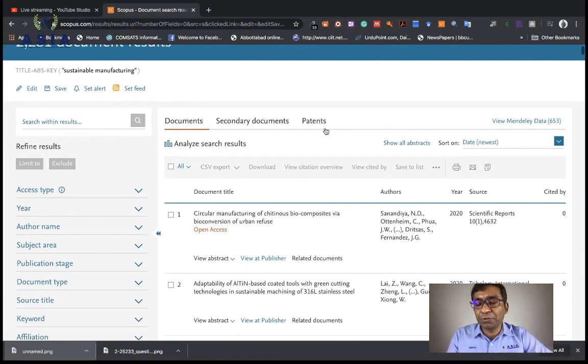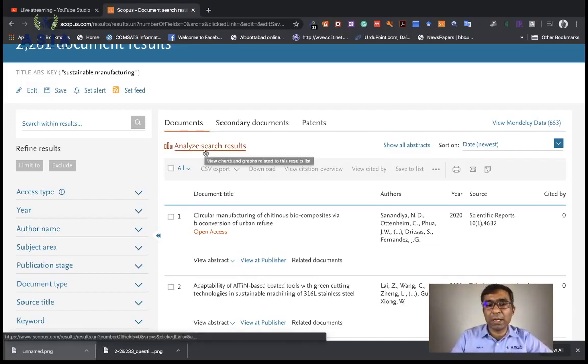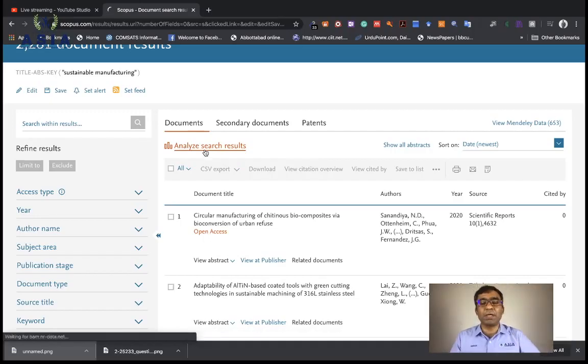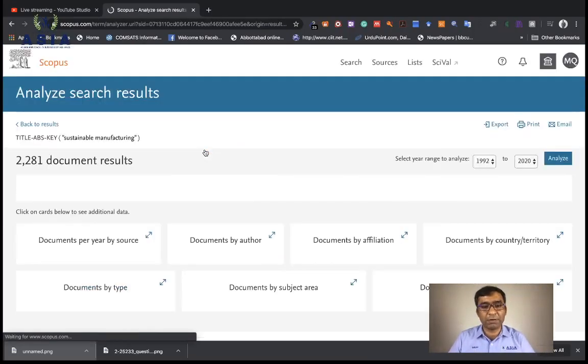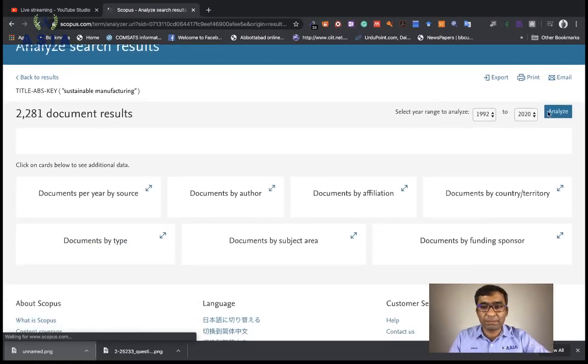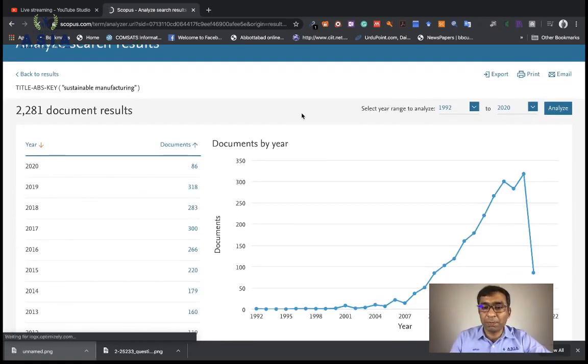But first I want to show you one thing. Most of us may be aware of this, but many may not be aware of this feature. If you go here, analyze search results, Scopus will automatically analyze your data and give you some useful records, or maybe usable graphs and figures and tables. Just click on this and you will see Scopus created all the records you need to report in your research.